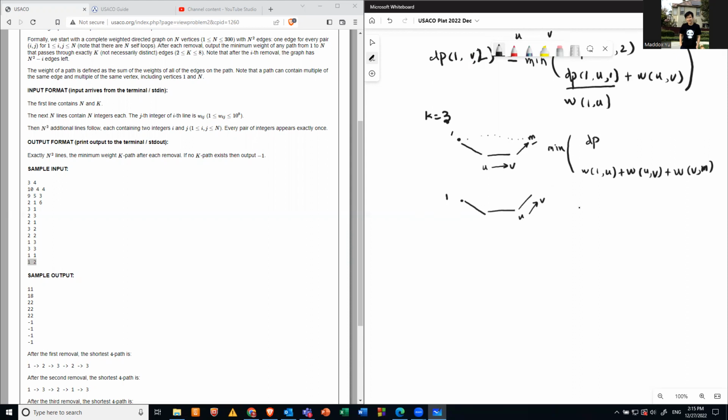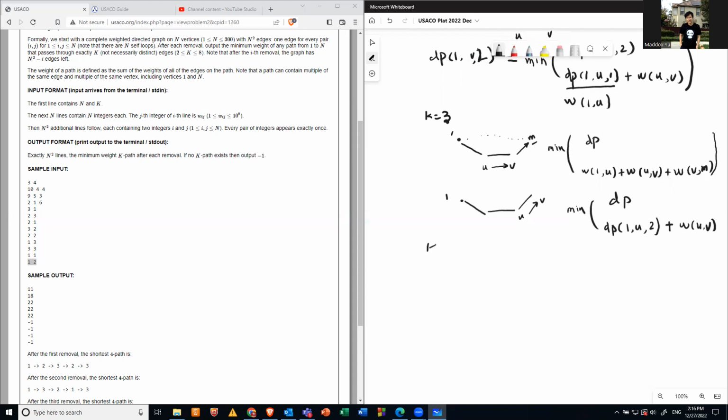If it's this case, you go through both of those. That's still easy. The original dp value, or dp of 1 to U with distance of 2, that's the original minimum, plus the weight of U to V. This one will be calculated before.